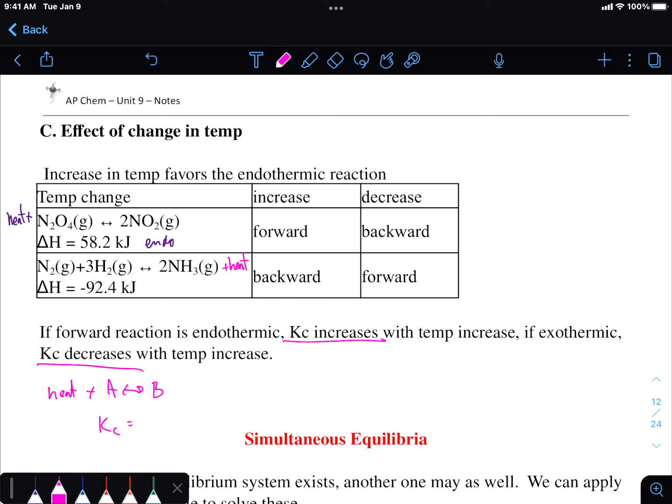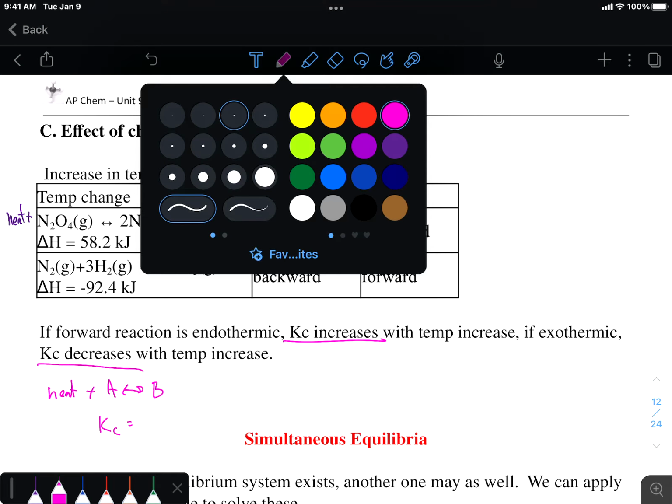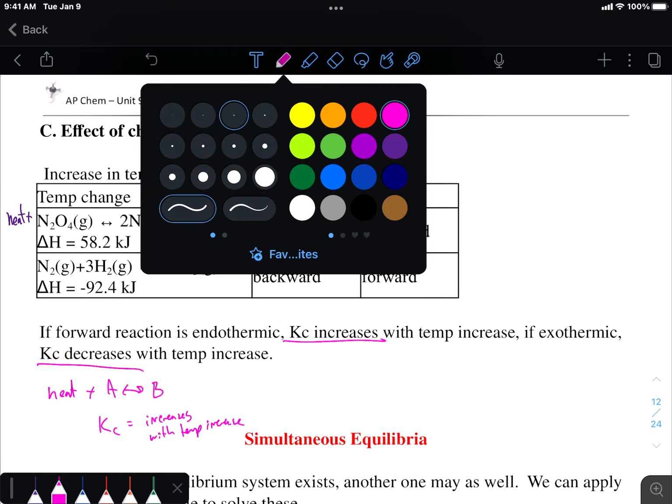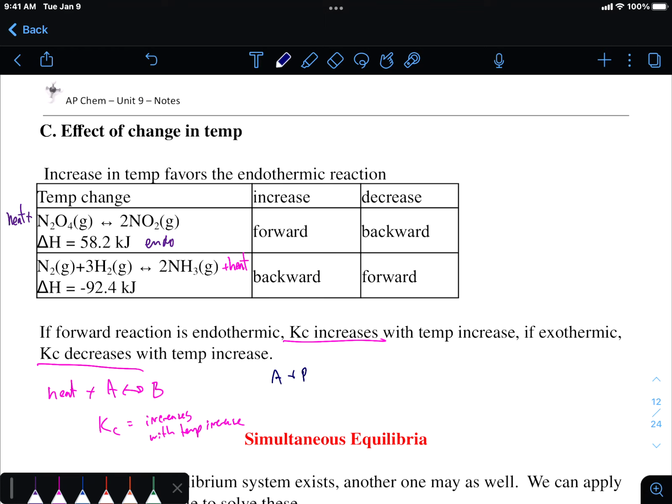Right? So in an endothermic reaction, the Kc increases with temperature increase. In an exothermic reaction, increasing the temperature is going to drive this reaction backwards. So Kc will decrease when the temperature increases.